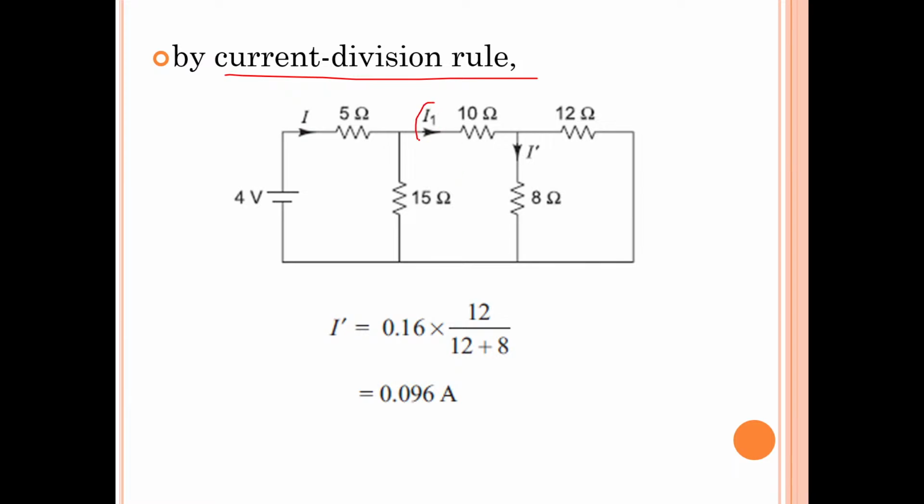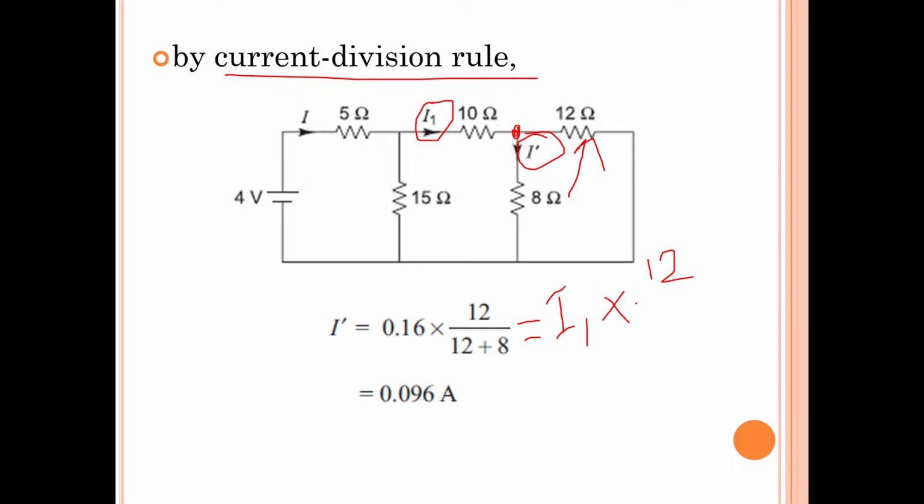So you know the I1 value now. So what is I dash? The total current at this junction is how much? It is I1. So I dash is equal to I1 into, since I dash is flowing through 8 ohms, what is the opposite resistor? 12 ohms.